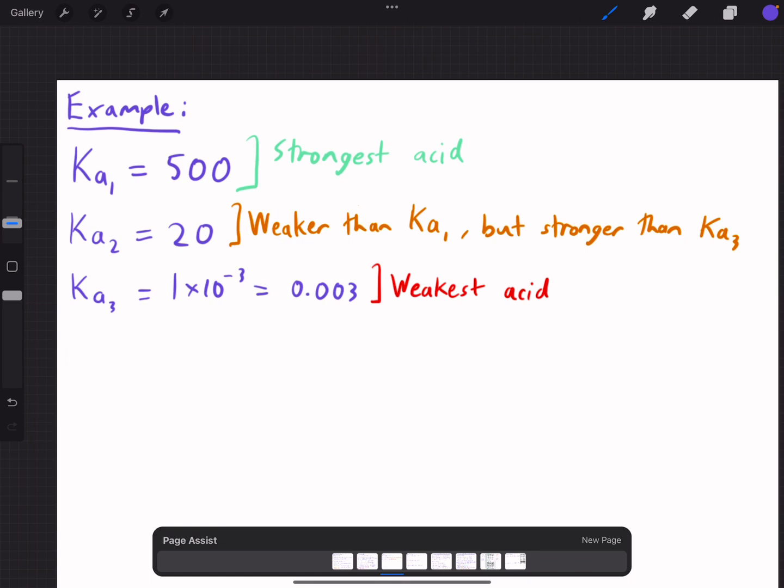So here's a little example. You have Ka1 equaling 500, Ka2 is 20, and then Ka3 is 1 times 10 to the negative 3. I wrote it in decimal form because I know sometimes scientific notation is a little bit hard to visualize. But as you can tell, the highest Ka value was Ka1. So it's the strongest acid. The Ka2 is in the middle. It's a higher number than Ka3, lower number than Ka1. Therefore, it is weaker than Ka1, but is actually stronger than Ka3. And then, of course, Ka3 is the weakest acid.